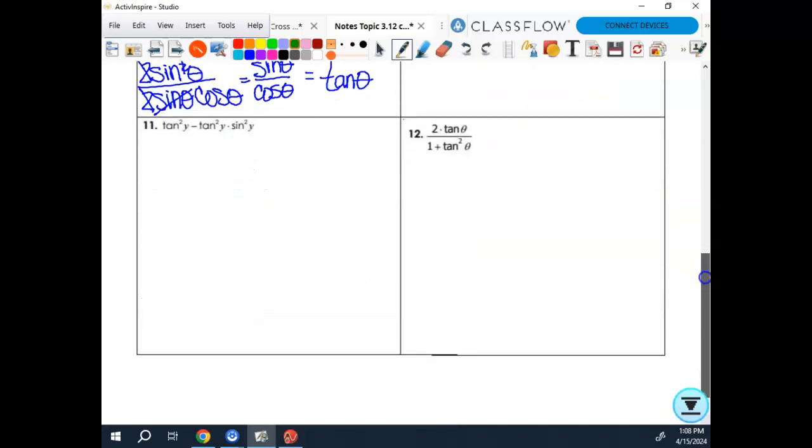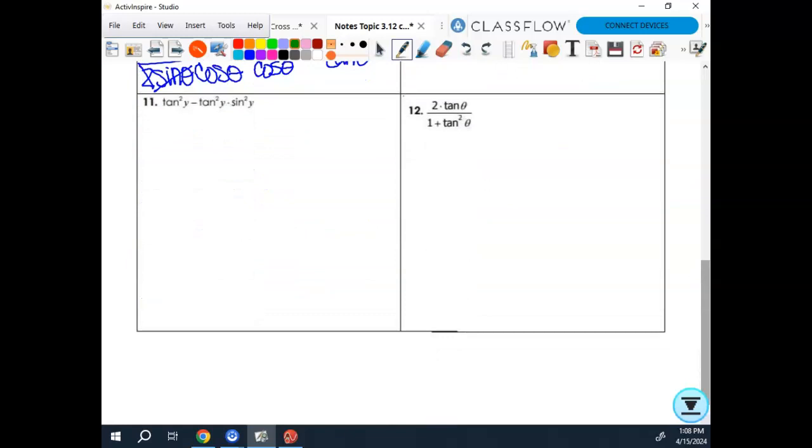All right, let's look at number 11. Do I have anything I can factor out here? Do I have a GCF? Tangent, very good. Tangent squared y is what I can factor out, that leaves me with 1 minus sine squared y.